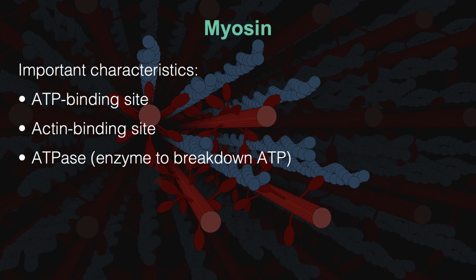What does it do as an enzyme? It breaks down ATP. Breaks the phosphate off to harness energy. You'll hear more about that in biochemistry as you get there. For right now, we just need to know that myosin has three important characteristics. It binds ATP, it binds actin, and it can break ATP apart, harnessing energy.